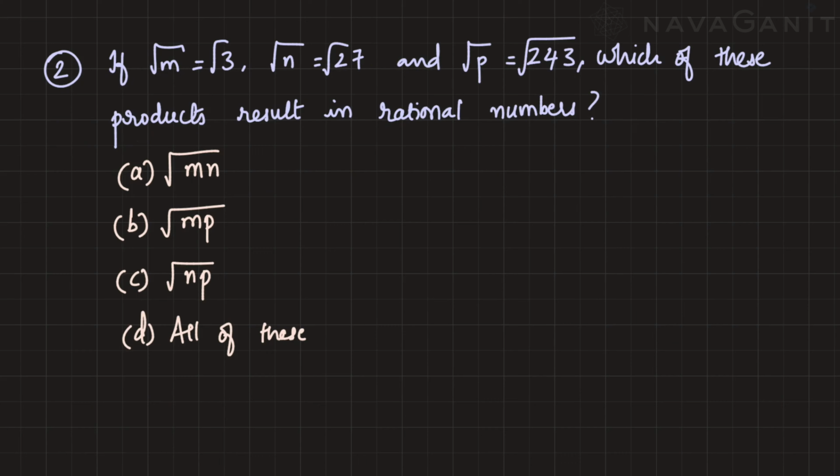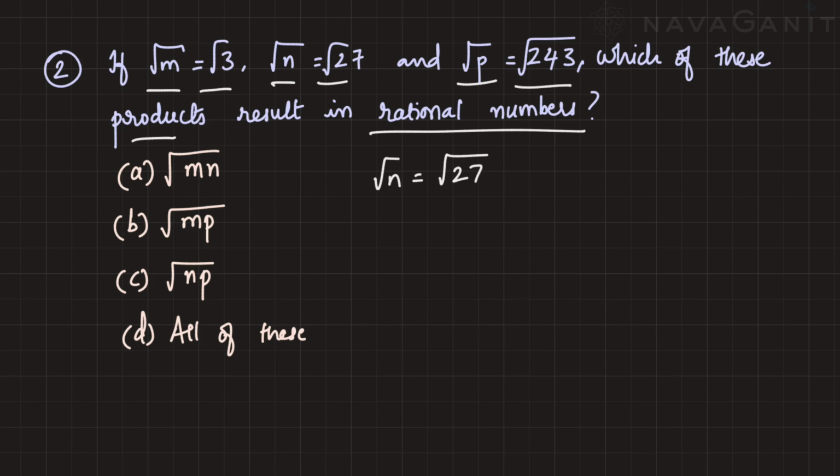If square root of m equals square root of 3, square root of n equals square root of 27, and square root of p equals square root of 243, which of these products result in a rational number? First of all, what is square root of n? Square root of n is square root of 27, and 27 is nothing but 3 cubed.